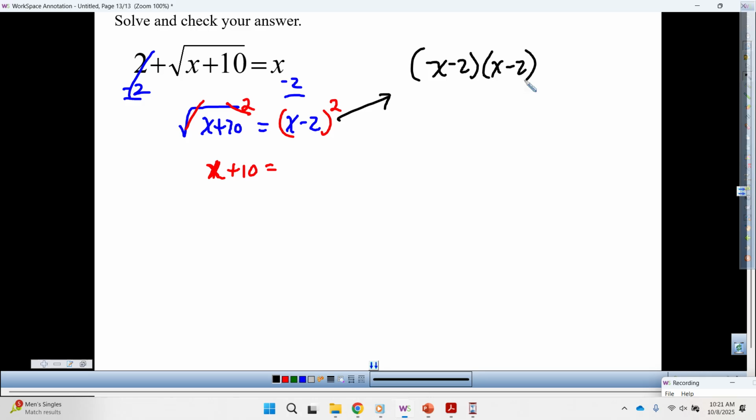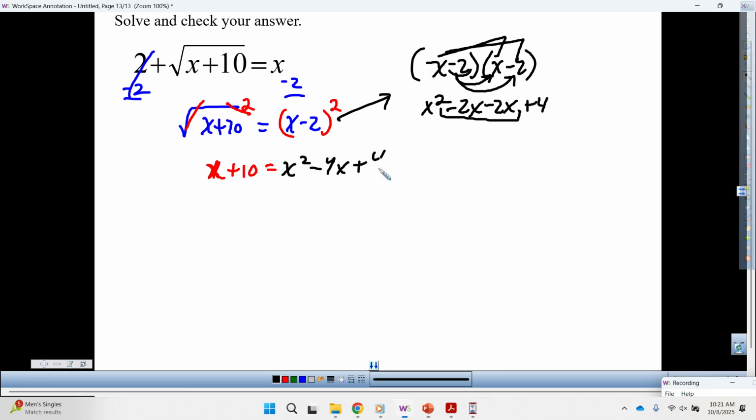You guys remember that? Yeah? Very good. X times x is x squared. X times negative 2 is negative 2x. Next, negative 2 times x is negative 2x. And negative 2 times negative 2 is positive 4. Can we combine stuff? Yes, these right here. So then we end up with x squared, negative 4x, plus 4.